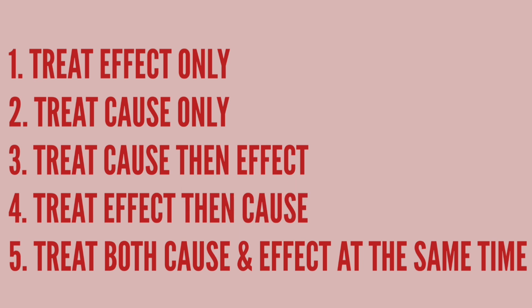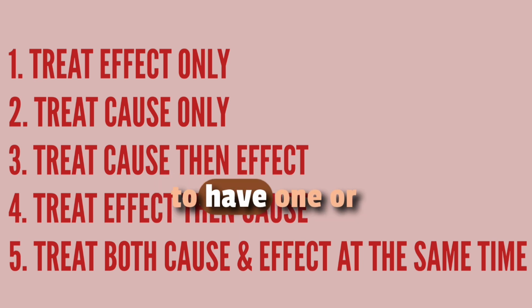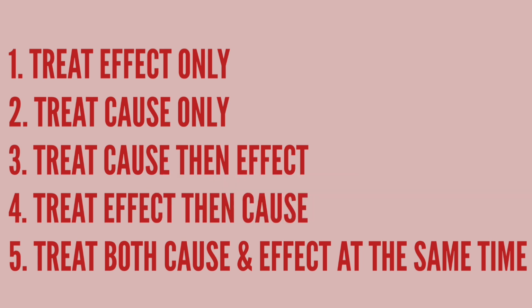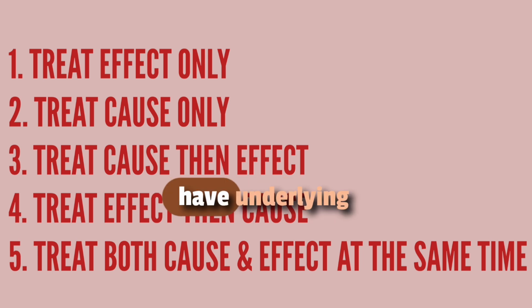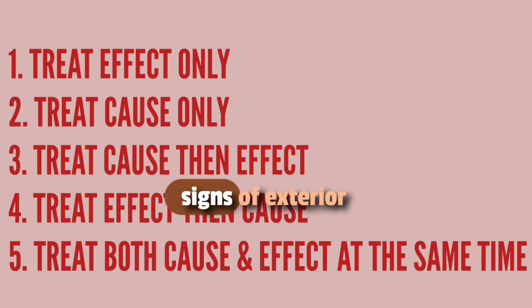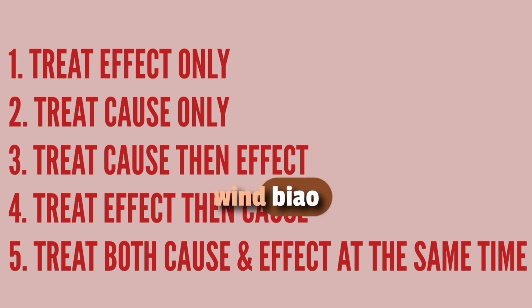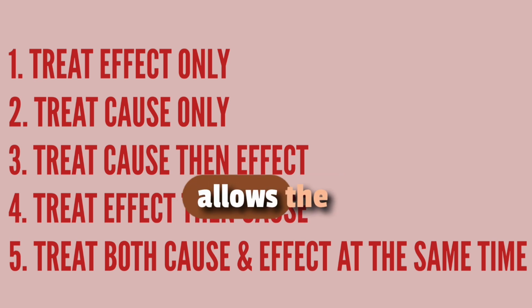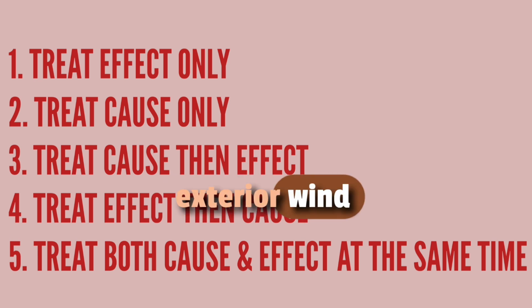First, we will discuss treating cause and effect. Disease tends to have one or more underlying causes, ben, and one or more external manifestations, biao. For example, a common cold may have an underlying deficiency of Qi, ben, with outward signs of exterior wind, biao. Example, sneezing and chills. The underlying deficiency of Qi, the cause, allows the invasion of exterior wind, the effect.